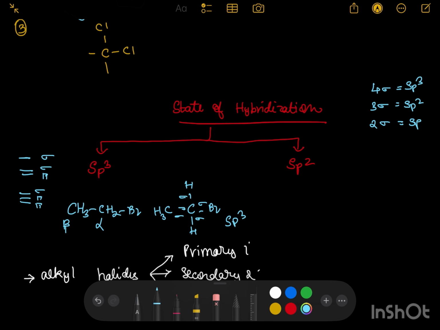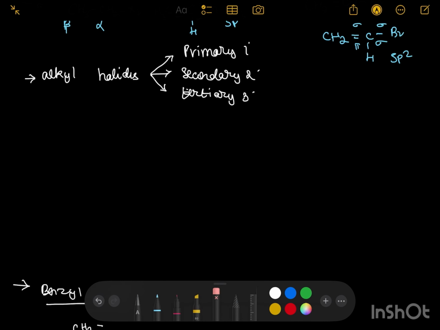Alright, clear? Now again, what is sp2 hybridization? For example, I have CH2 double bond CH Br like this. So what is the hybridization over here? If I take this and expand it, CH2 double bond CH and Br. This has 3 sigma and 1 pi, right? Double bond has sigma and pi. So the hybridization is sp2. Alright, clear? Talking about alkyl halides, now first one, primary alkyl halides.